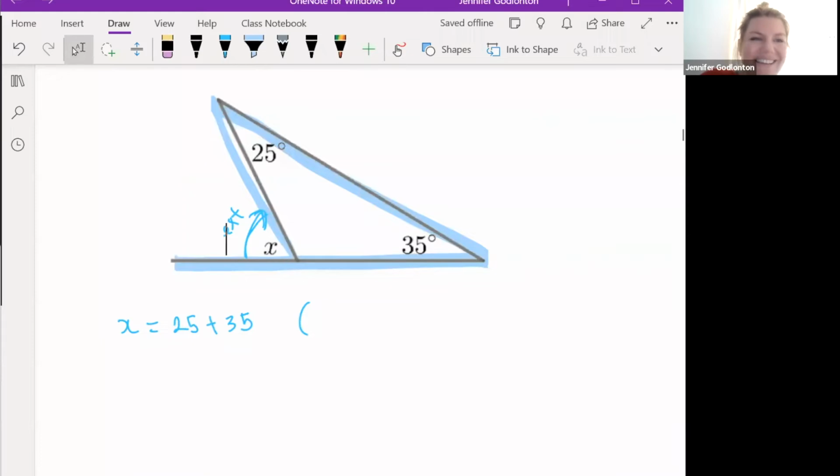Exterior. Try and have a look. There's some people trying to help you in the chat. See if that helps. Exterior angle of a triangle. There we go. Exterior angle of triangle. Okay, and then we would say therefore X is equal to 60 degrees. Good. Okay, progress.